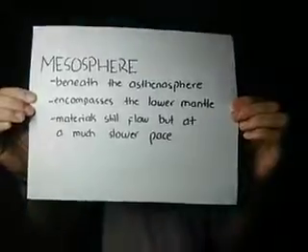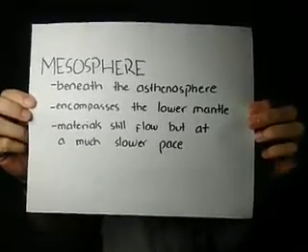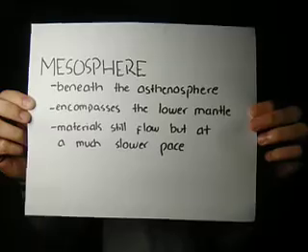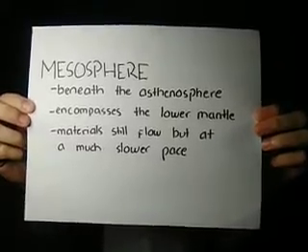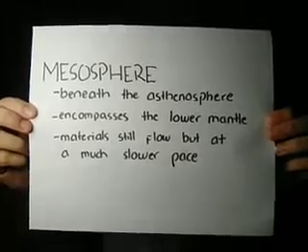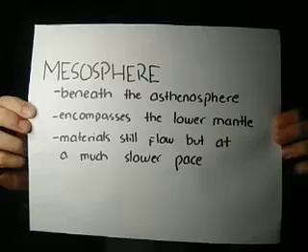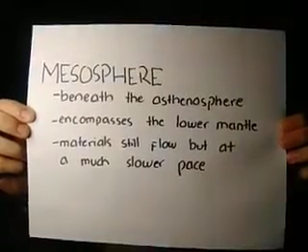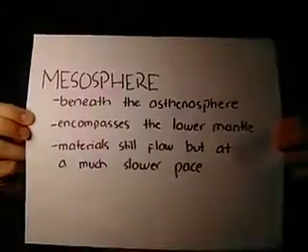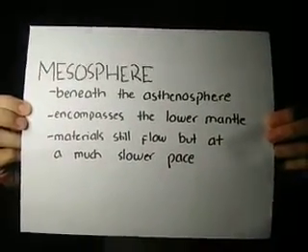Below the asthenosphere is the mesosphere. The mesosphere encompasses the lower mantle. The materials still flow in the mesosphere but at a much slower pace compared to the asthenosphere. The mesosphere can be described as stiff plastic. Always remember that the mesosphere and asthenosphere are not liquid. And never confuse the mechanical layer, mesosphere, with the atmospheric layer, mesosphere.